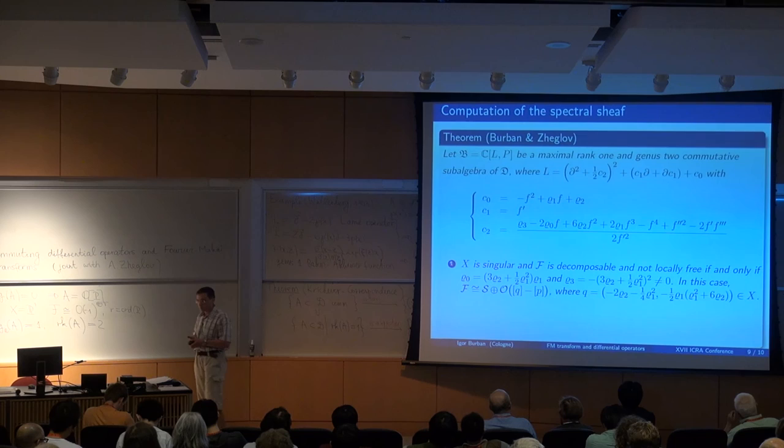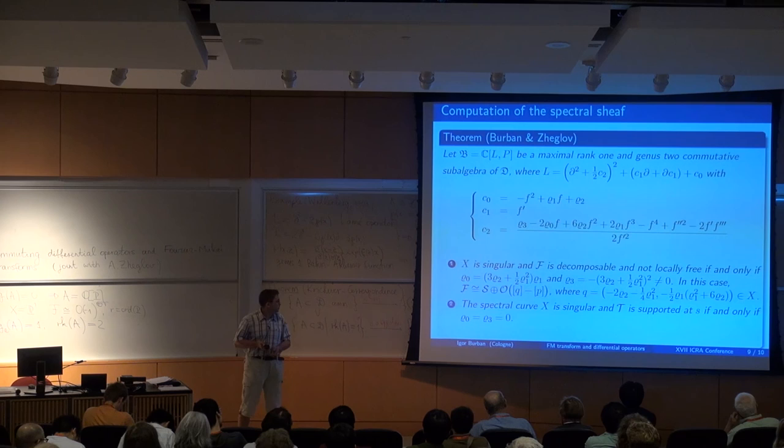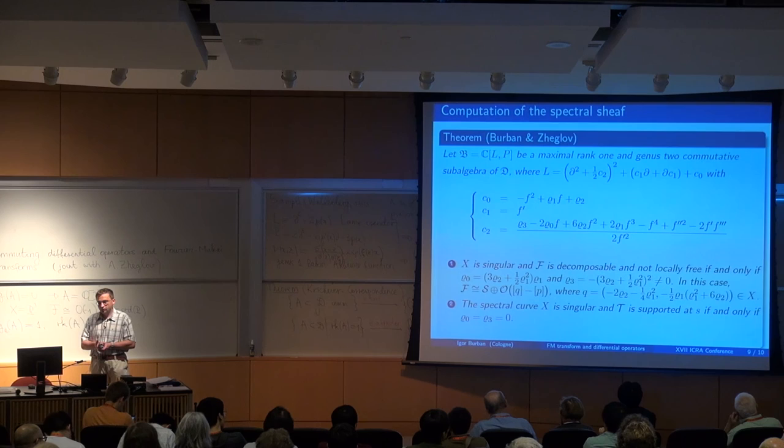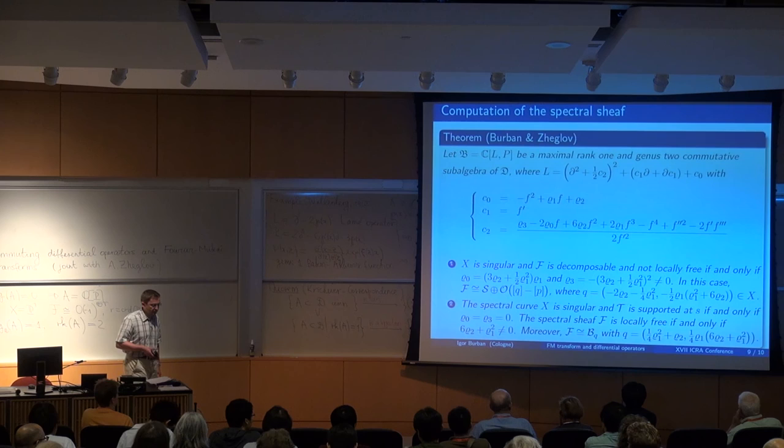And if the spectral curve is singular, and the Fourier-Mukai transform of T is supported at the singular point, then it happens if and only if the Grunbaum parameters satisfy this relation. Here is the condition to be locally free, and then I can also compute it explicitly.